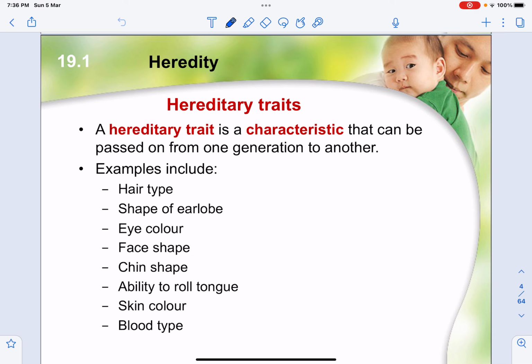So some examples will also include hair type. Is it curly? Is it straight? Shape of the earlobe, meaning is it attached or not attached? Eye color, we have different variations. We have blues, brown, green. Face shape will be the sharpness of it, the chin shapes as well. Ability to roll the tongue, this is actually more of a genetic kind of thing. Some people can do, some people couldn't do at all. Skin color, and of course blood type.